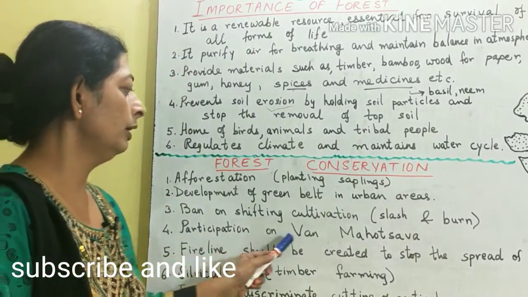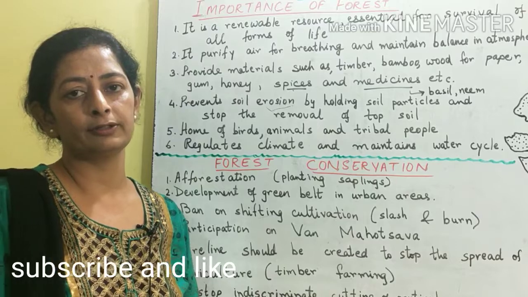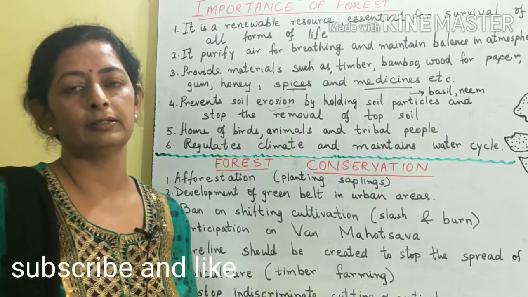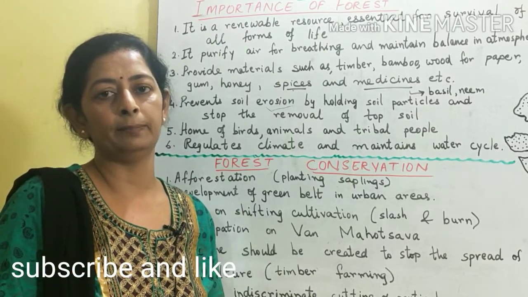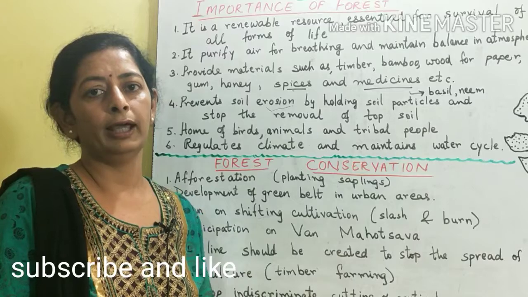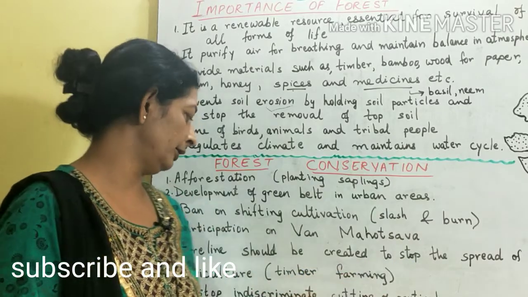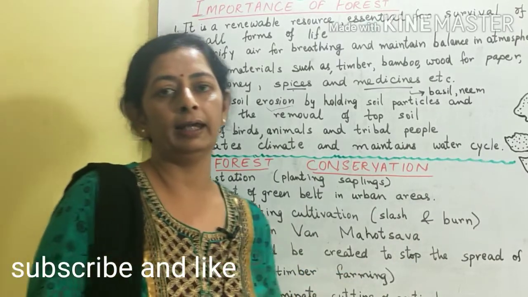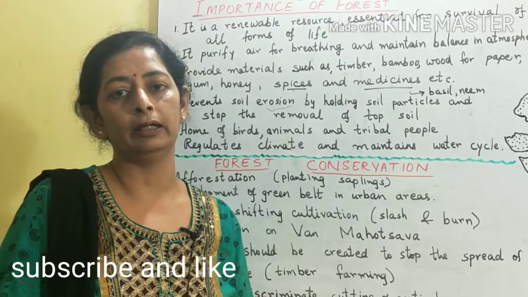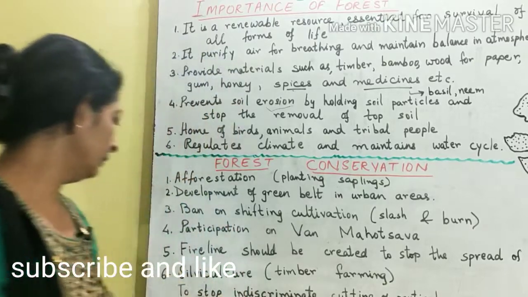Fourth is participation in Van Mahotsav, which takes place in the month of July and August. This Van Mahotsav is also being celebrated in most of the schools nowadays, and maybe the chief minister provides small saplings of important trees, and they are given to many children of all the schools so that afforestation can be done. Fifth is fire lines should be created to stop the spread of fire. Now we all know that a fire line is a patch of line which is cleared, the patch of forest which is being cleared or around the forest to stop the spread of fire.